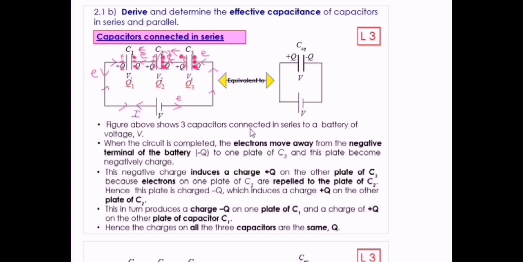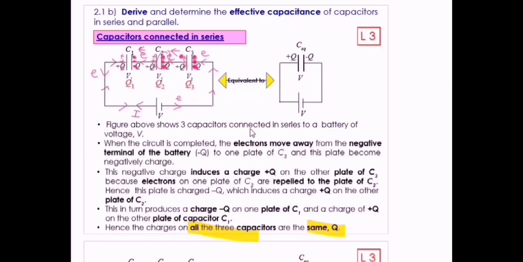Okay, so hence it actually charges. If you could see the last sentence here, hence the charges on all three capacitors are the same. Okay, because it's the same charge on each capacitor which is moving. They are not divided into three.